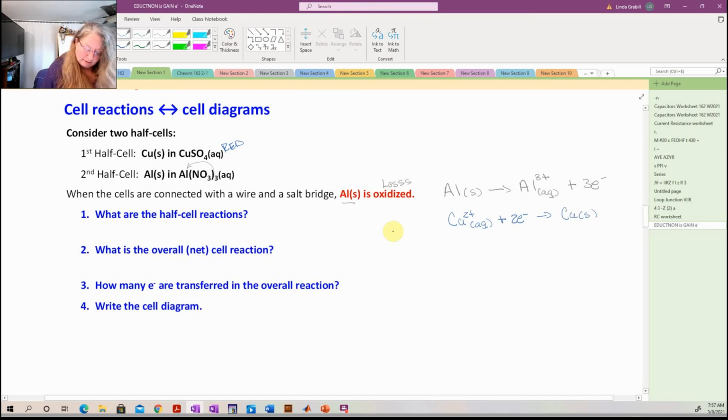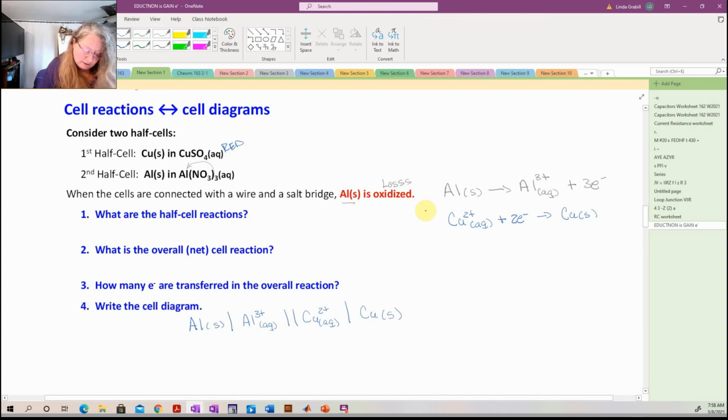And then for our cell diagram, remember, who's starting off at the solid? That goes on the outside. So here's my aluminum solid going to Al3 plus, aqueous. Here's my salt bridge, and then to my Cu2 plus ions, aqueous, forming up on the metal on the other side to form copper solid. So that's actually the easiest part to start off with.